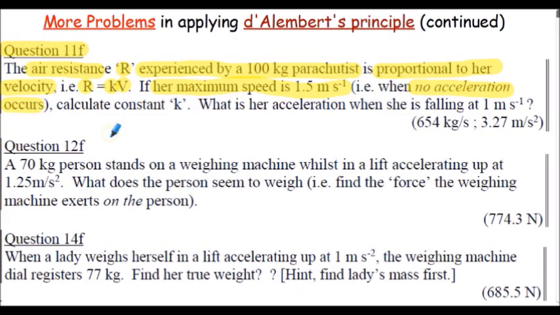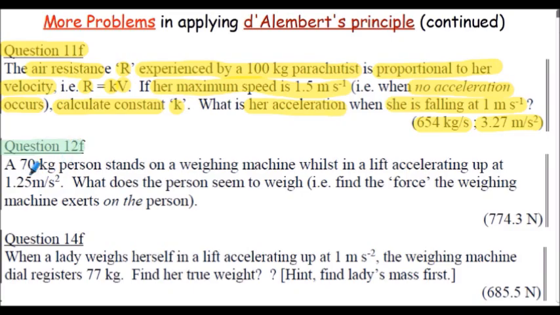Note that no acceleration occurs at this maximum speed condition. So that's actually a Newton's first law problem to analyse. The constant K is given in terms of kilograms per second, shown in the bracket here, and here's the acceleration when falling at 1 meter per second. So for question 11f, initially apply Newton's first law for the maximum speed scenario, and then using D'Alembert's principle you can apply the first law to find the acceleration.